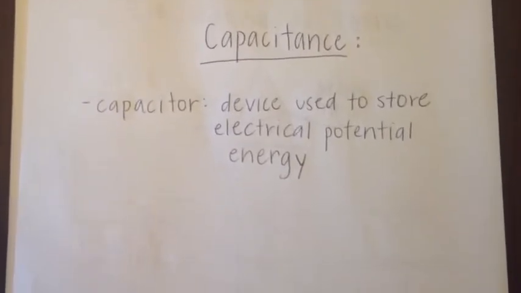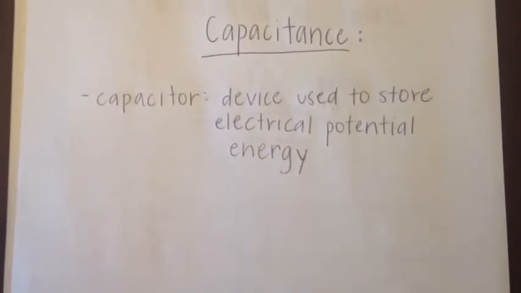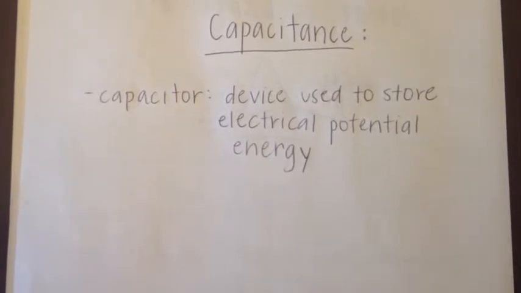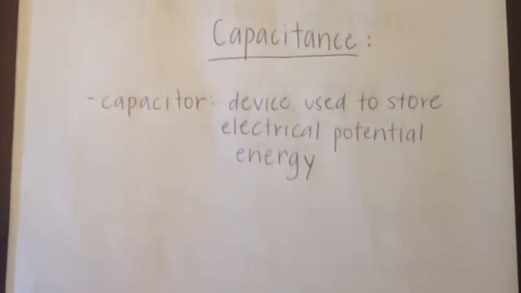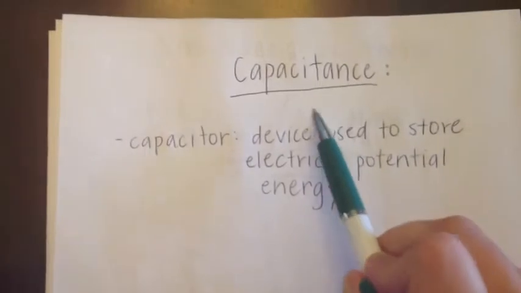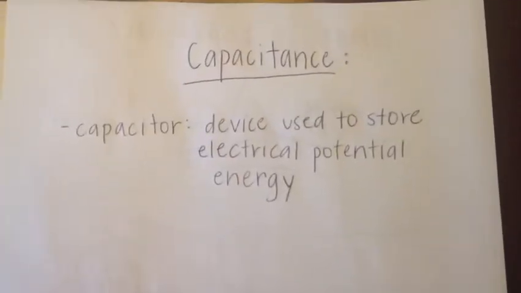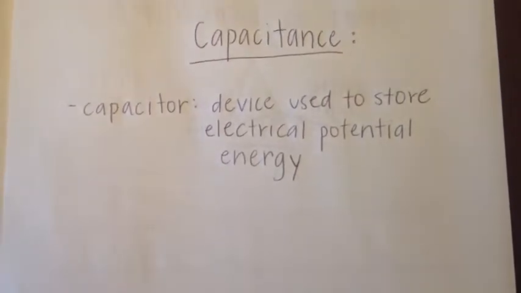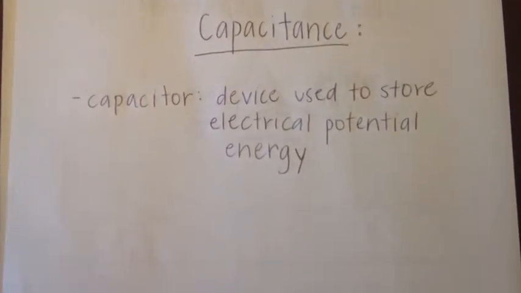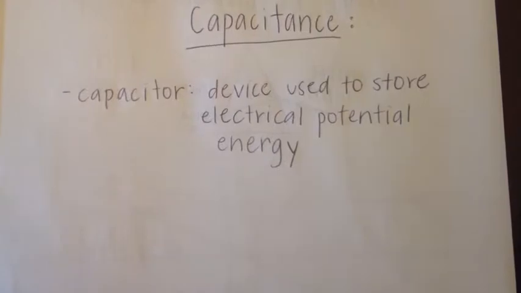A conductor's ability to store energy in the form of electrically separated charges is measured by the capacitance of a conductor. A capacitor is a device that is used to store electrically charged potential energy.